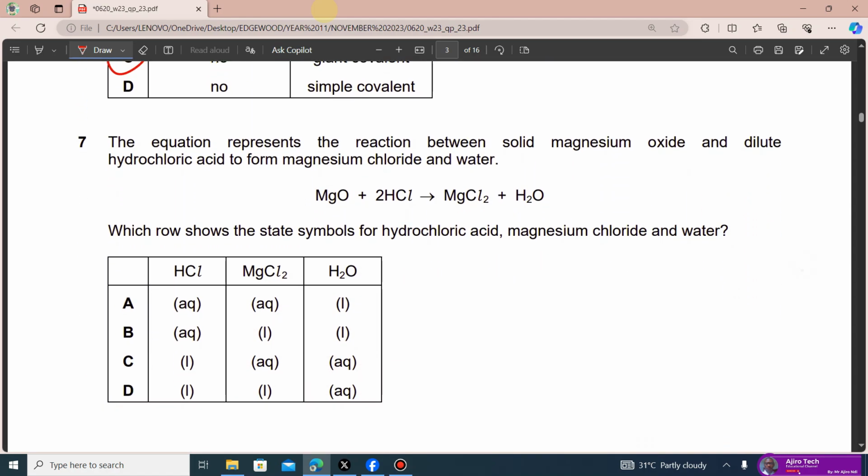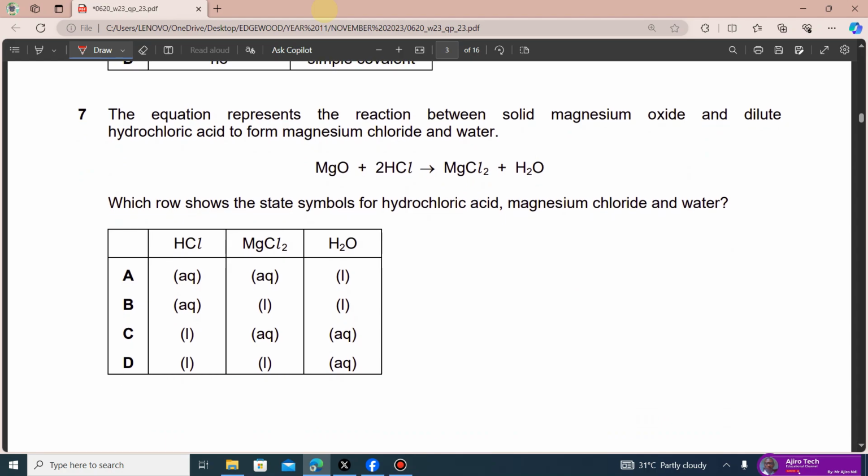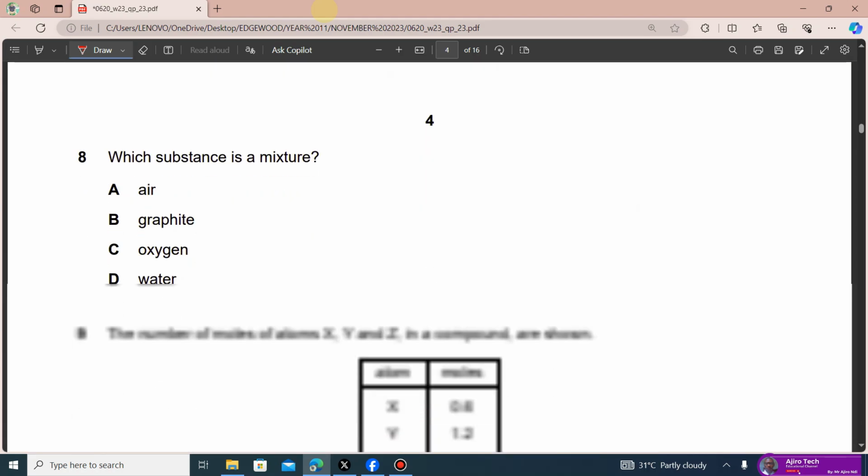For question 7, the equation represents the reaction between solid magnesium oxide and dilute hydrochloric acid. So for the fact that it's dilute hydrochloric acid, we have to pick out the row that states the symbols of every one of these. Because it's dilute, it is aqueous. And then magnesium chloride, of course, the salt will still contain some amount of water, which makes it aqueous, and then liquid. So option A is the answer to this.